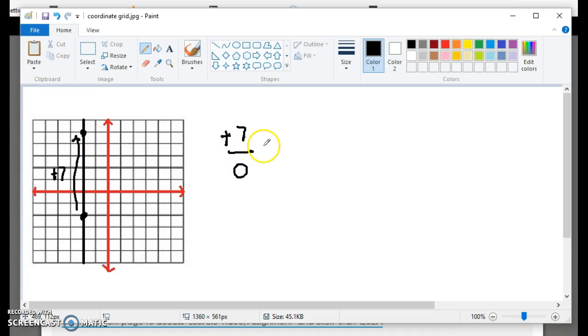So the slope formula says divide the vertical change by the horizontal change, but in this case we have 7 divided by 0, which is undefined. Because remember, you can't divide by 0. You try to do it on a calculator, you get an error. Division by 0 is undefined. So vertical lines always have undefined slopes, because in a vertical line, the horizontal change is always 0. So the slope is undefined. Alright, hopefully that helps.